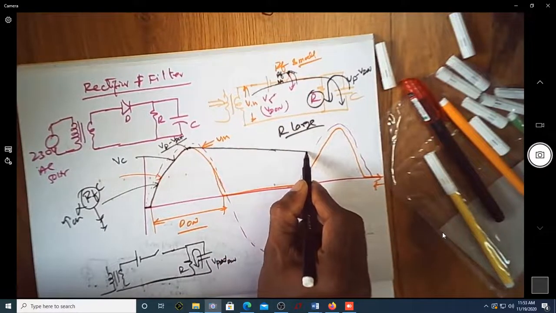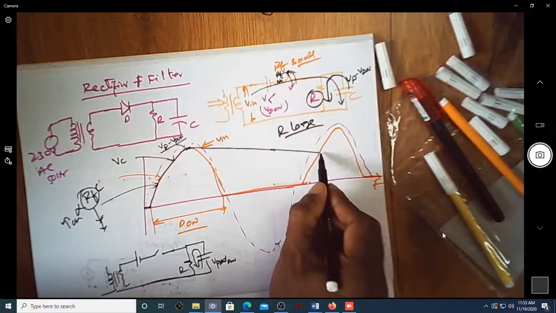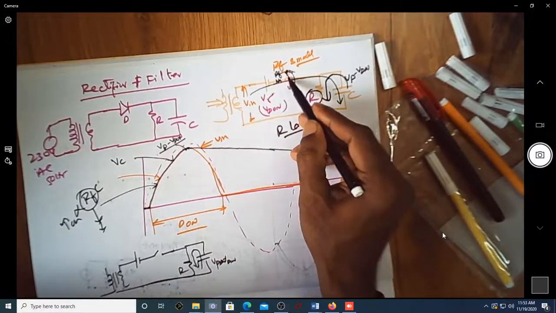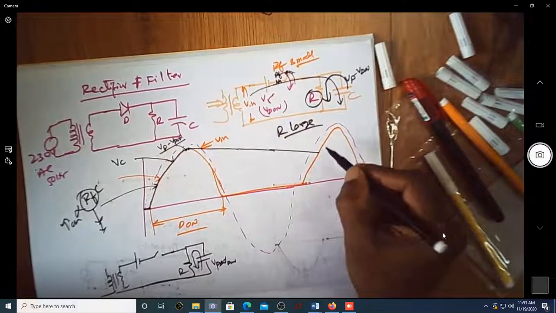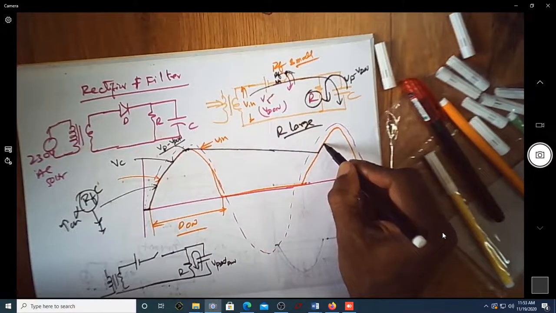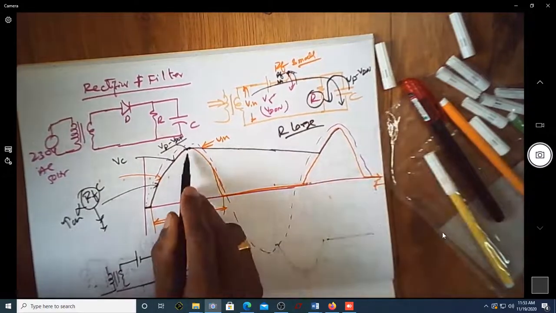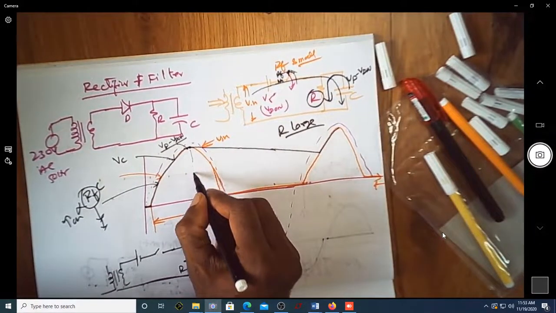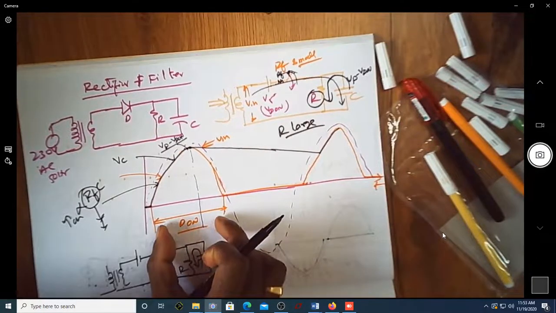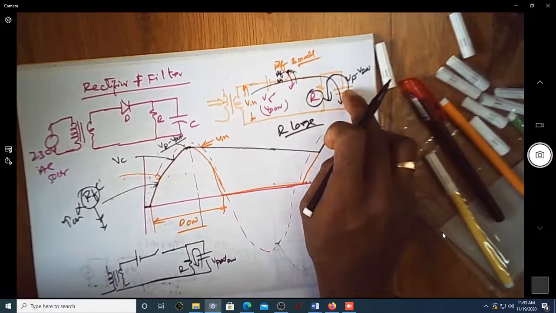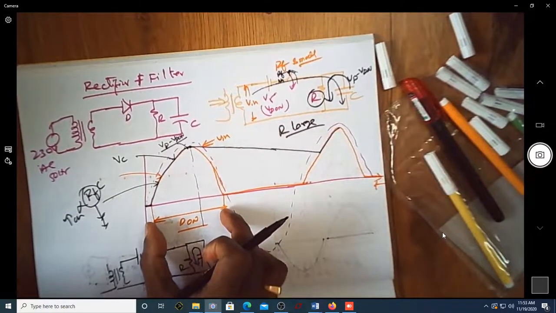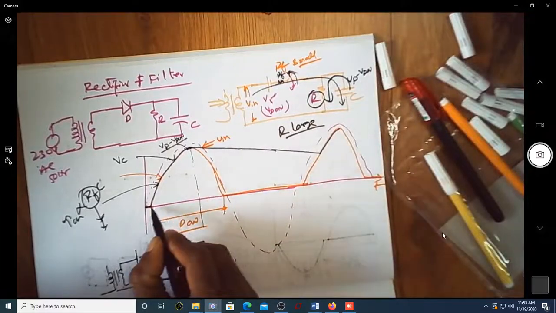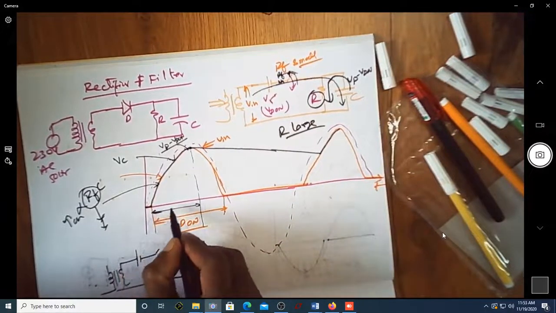It tries to go below this, but it can't go below this because your input voltage is increasing. When the input voltage increases, this switch which was open will close. Once it closes, the capacitor again starts charging. See here, this was D on when there was no capacitor. When there was no capacitor, D was on till this point. Now once you put the capacitor, D is on only during this period.